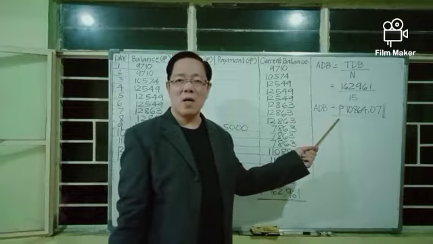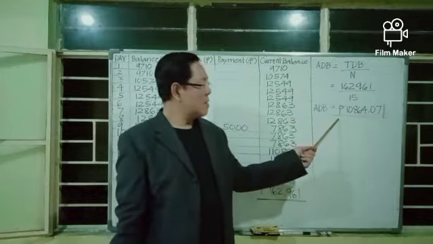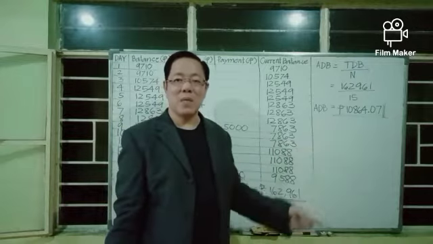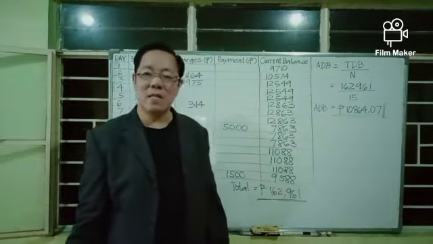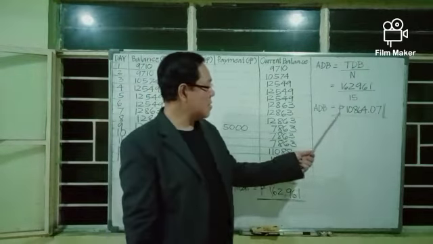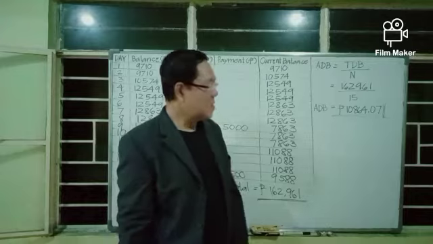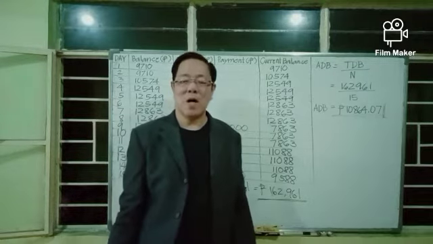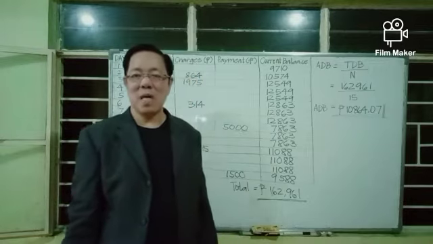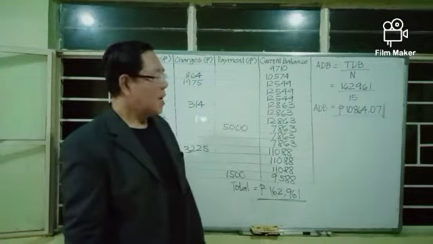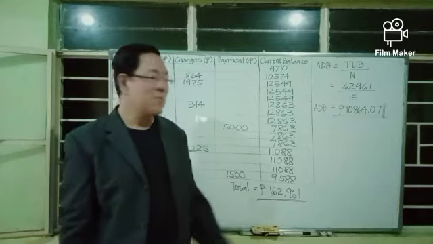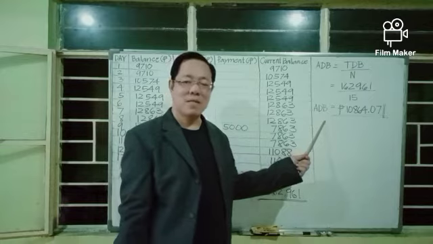This means that on a daily basis, the balance on the credit card of Nina is 10,864.07 on the average, based on the daily average. And the interest on the credit card of Nina over the billing period of 15 days will be based on this average daily balance.